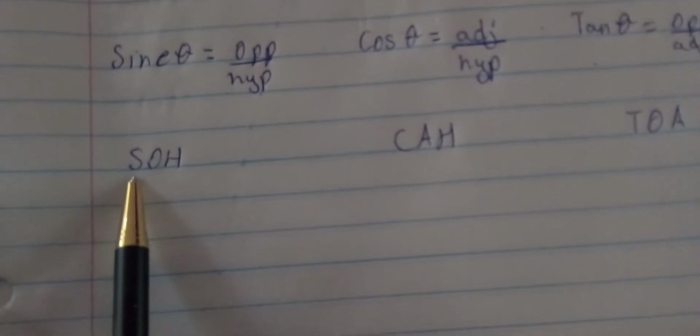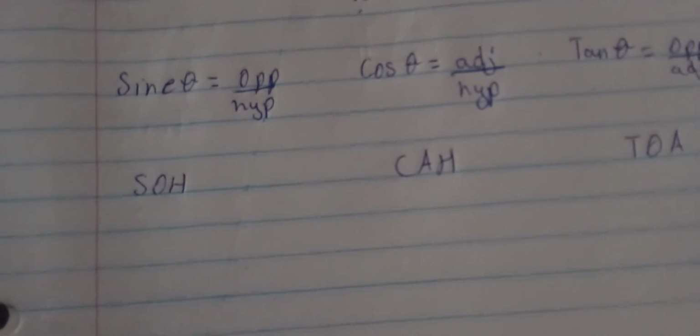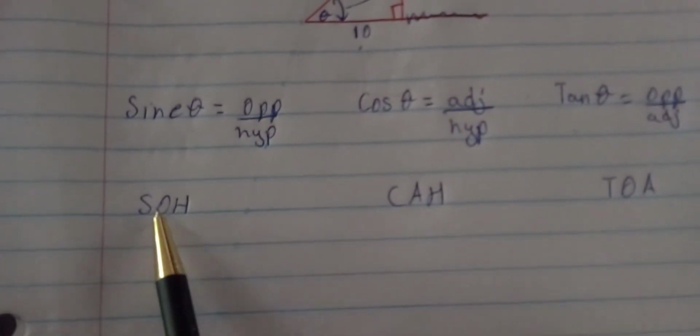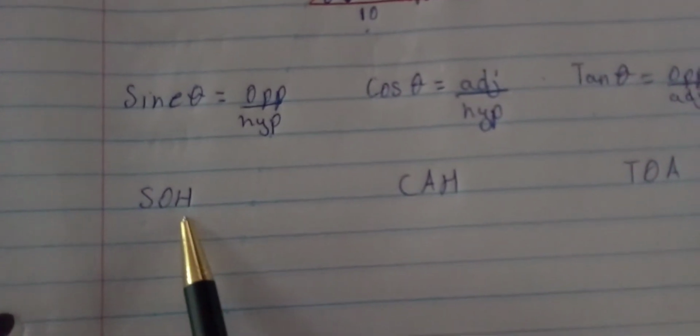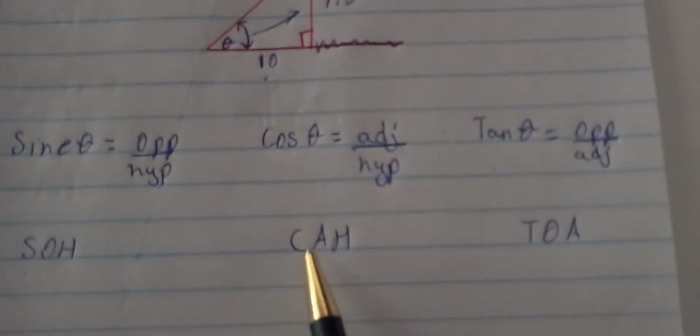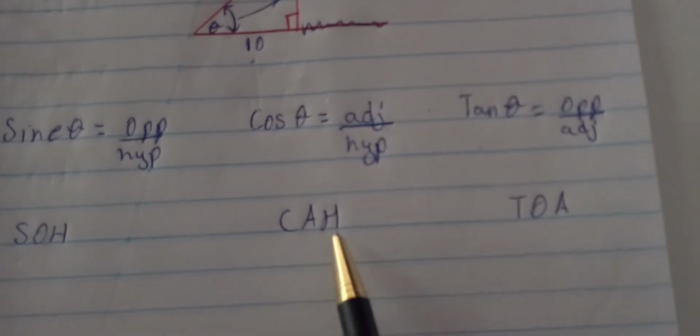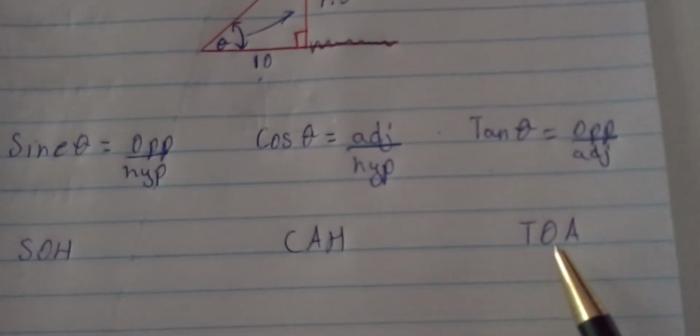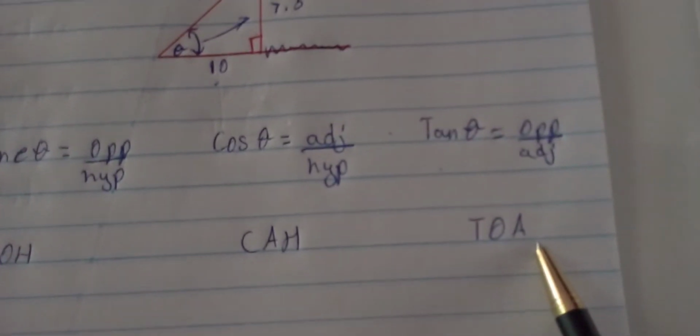The first letter S basically says sine, and the other two letters tell us in what order the ratios come. So OH means opposite over hypotenuse. Cosine is adjacent over the hypotenuse, and tangent is the opposite over the adjacent.